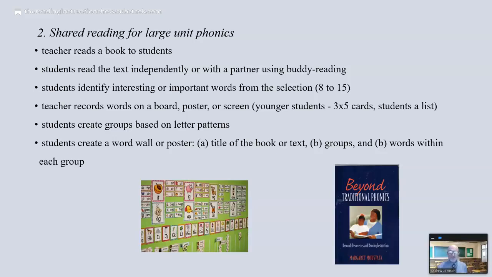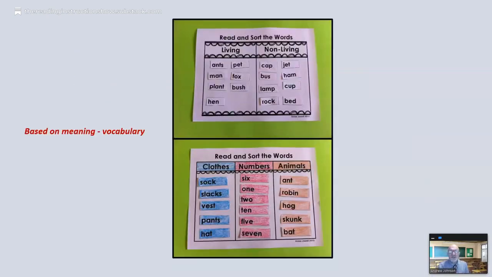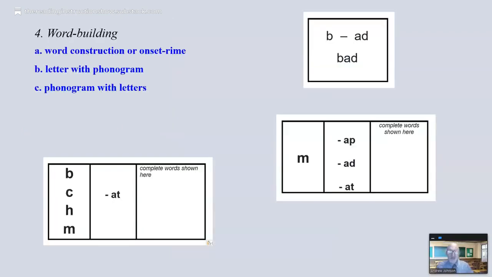Powerful, powerful strategy. Word sorts of any kind, and we just showed you one. But here, again, you can use letter sound and meaning, meaning they can focus on patterns, letter sounds, include student-generated words or words from books students are reading. Try to find them within contexts. But you could also have them sort based on meaning, groups based on meaning, and this is a way to extend vocabulary or word knowledge. Word sorts. This is nothing new here. I'm just probably reinforcing a lot of things many of you already know.